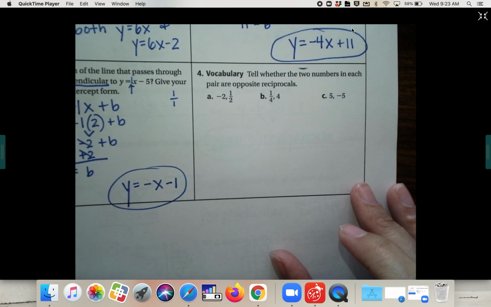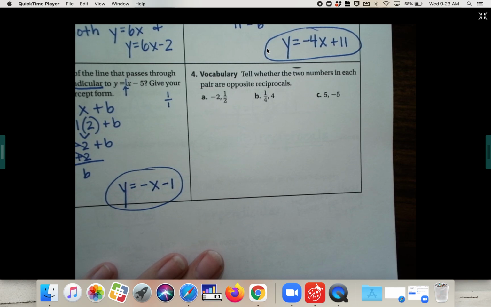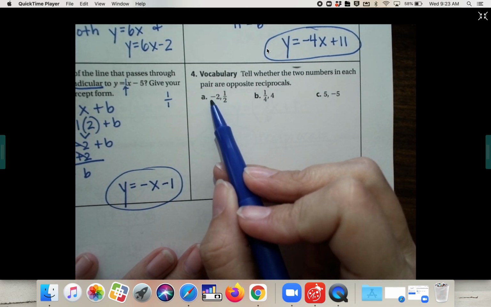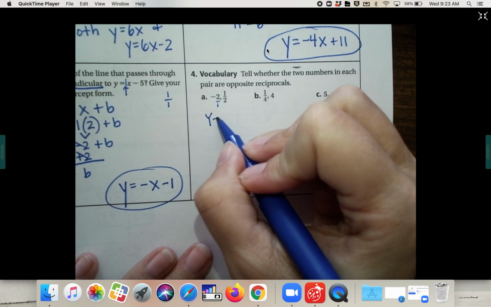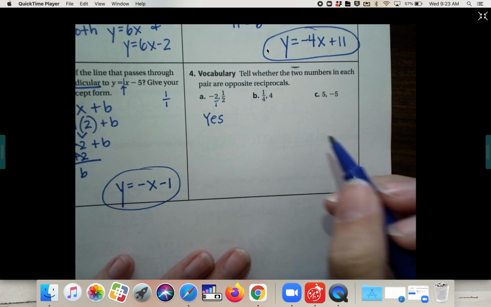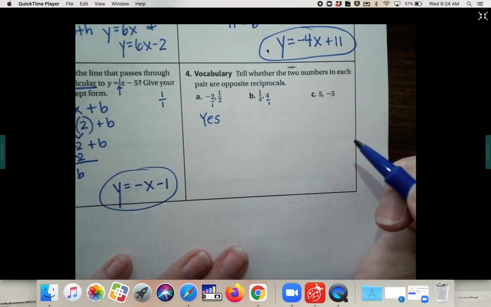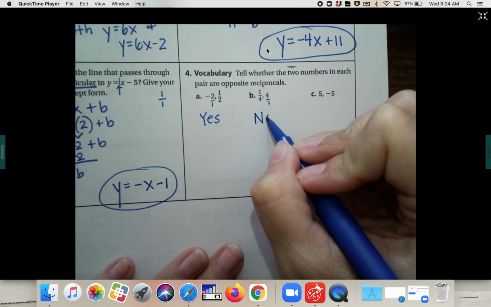All right, and then the last one, just tell whether the two numbers in each pair are opposite and reciprocals. So negative and positive, that's opposite. 2 over 1 and 1 over 2. So this is yes, because those are both opposites and they're flipped reciprocals. 1/4 and 4 over 1, these are reciprocals, but they are not opposite. They're both positive, so this is no.